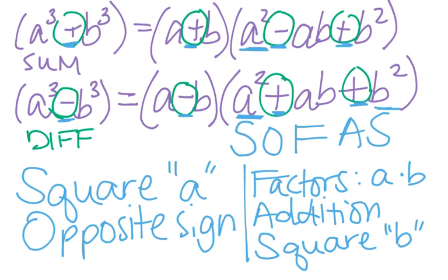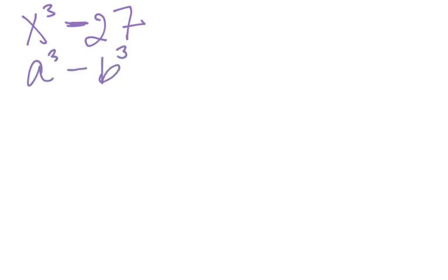Okay, so let's do some examples now. Let's clear the screen. All right, so example 1 is x cubed minus 27. So this is the difference of cubes because it's subtraction here in the middle. And this is the pattern, a cubed minus b cubed. In order to factor it, we have to figure out what a and b are. Right? So our first factor is going to be a minus b, but we need to know what a and b are.